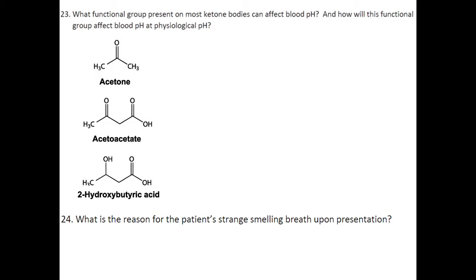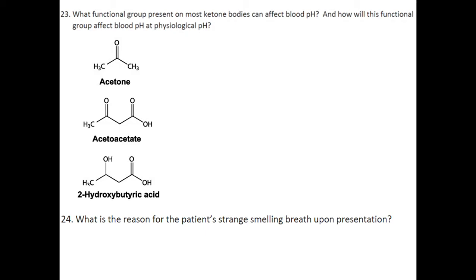What functional group present on most ketone bodies can affect blood pH? I have listed 3 ketone bodies here for you. One is acetone, the other one is acetate, and the last one is 2-hydroxybutyric acid. So what functional group in those 3 ketone bodies can affect blood pH? Can you find it? Yep, it is carboxylic acid, COOH.